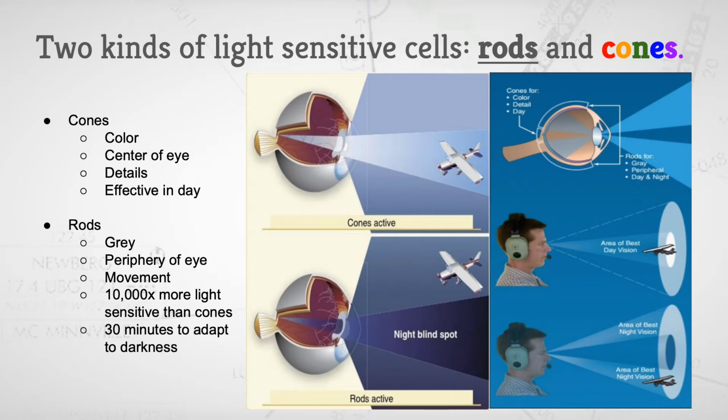Rods, on the other hand, are very sensitive and can detect even low levels of light if given time to adapt. A full 30 minutes after exposure to bright light is required to get the most out of them. They are spread out away from the center of the retina, so you will get the most out of them by looking just to the side of where you want to see in low light conditions.